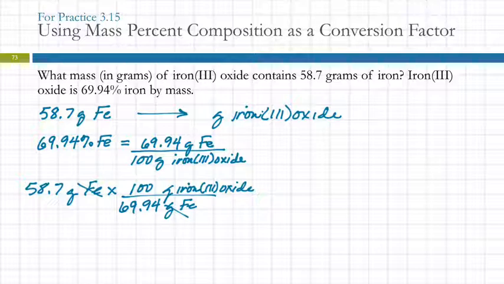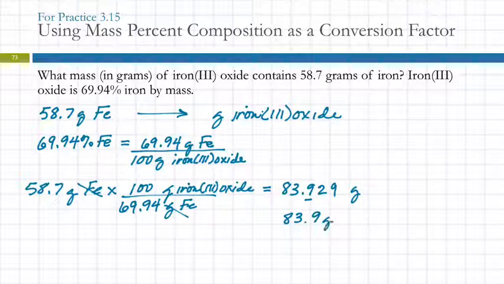So we've got 58.7 times 100 divided by 69.94. And I'm getting 83.929 and some other digits. My starting number had 3 significant figures. That's what my ending number is going to have. So I rounded to 83.9 grams of iron(III) oxide.